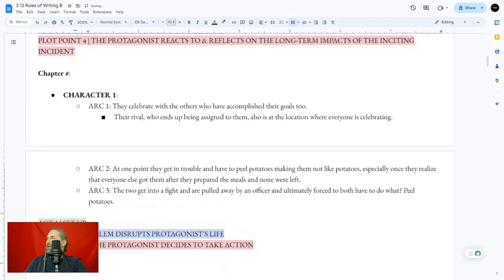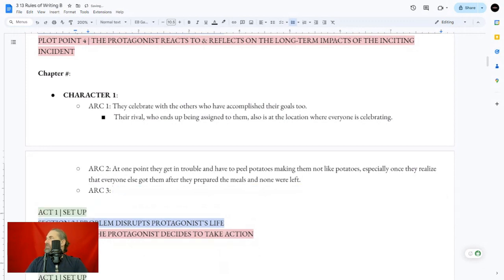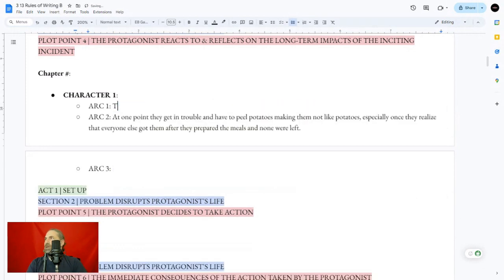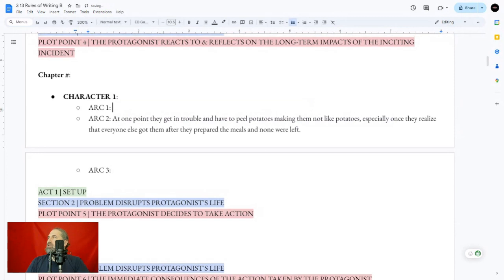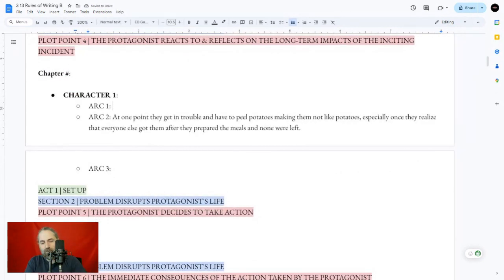Okay, let's see. How does Arc one, because to me, Arc one would be the main storyline for this character, right? So Arc one, what is it? They celebrate. Okay, so they just got into a fight. There are rumors that they will be discharged from the army for their behavior. Uh-oh. Now, this is Act One, though, okay?